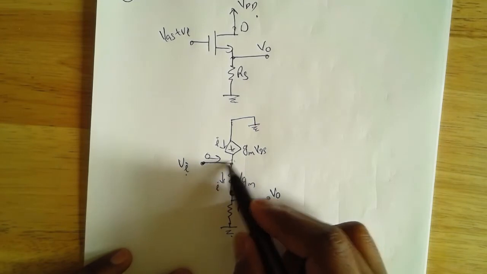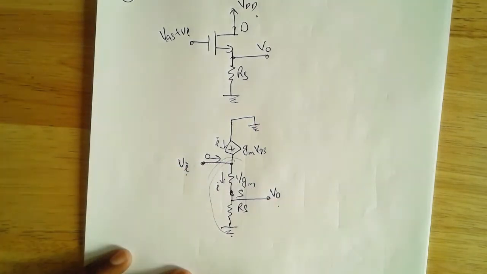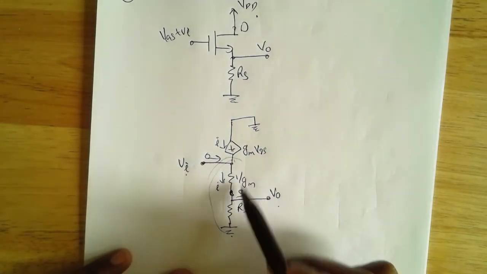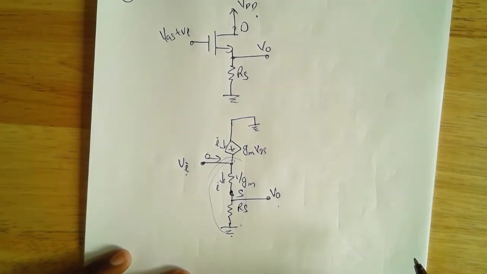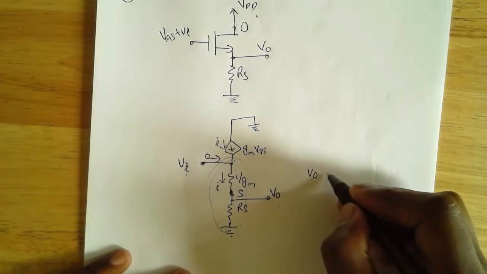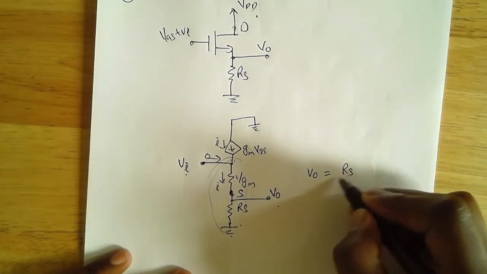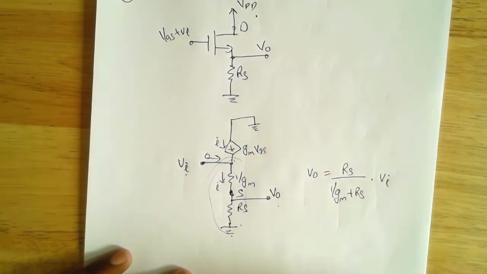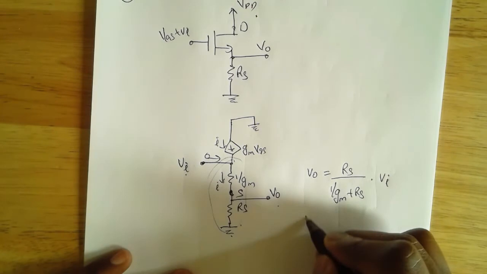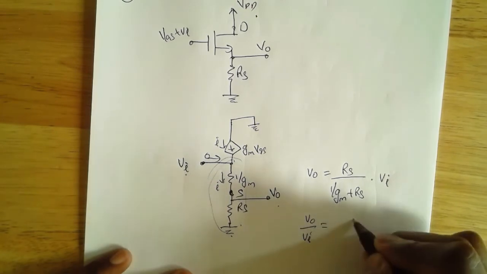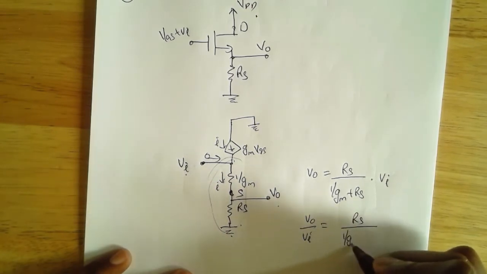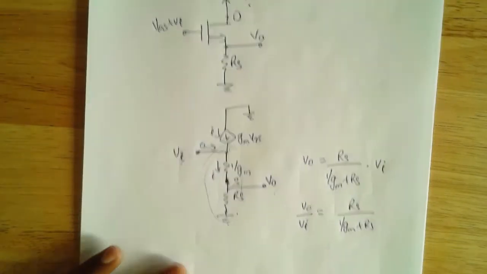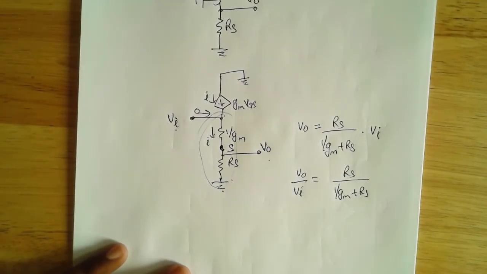If you look at this particular part of the circuit, there are two resistors in series, so I can use the voltage divider rule. I'll say VO will be equal to RS divided by 1 over GM plus RS, times VI. That means VO over VI is equal to RS divided by 1 over GM plus RS. So that's the relationship between input and output.